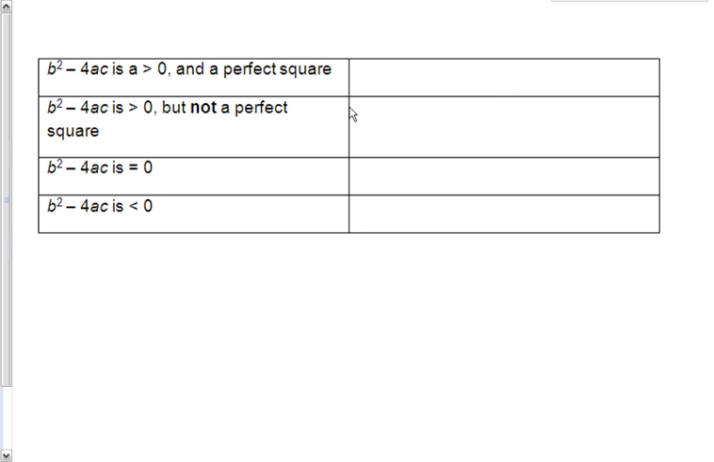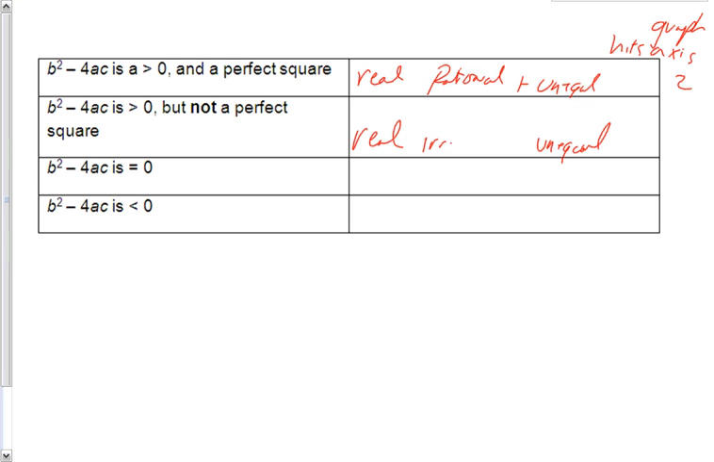So, to recap, if it's a perfect square, it's real, rational, and unequal. There are two roots on the graph. Okay, so we'll put over there, graph hits axis. This time it hits it 2 times because of the unequal. If it's not a perfect square, it's still real and unequal, but it's irrational. You still hit the graph in 2 places.